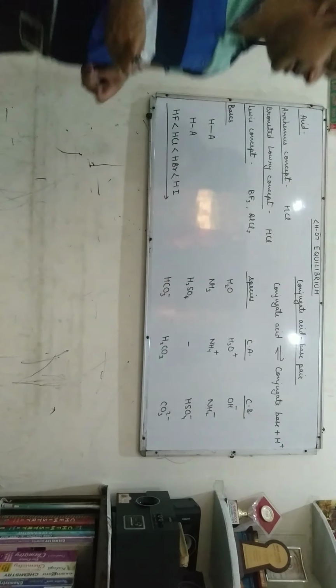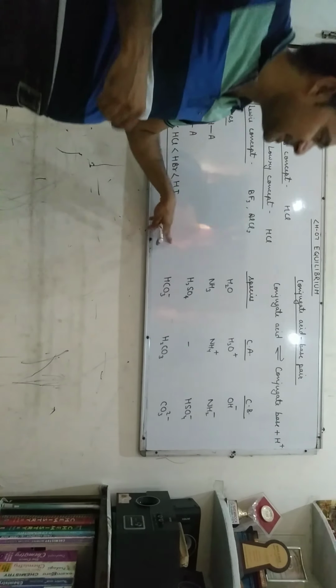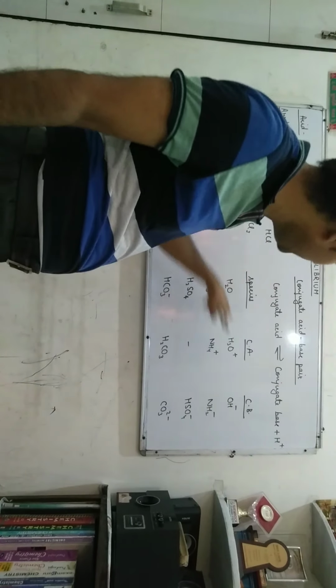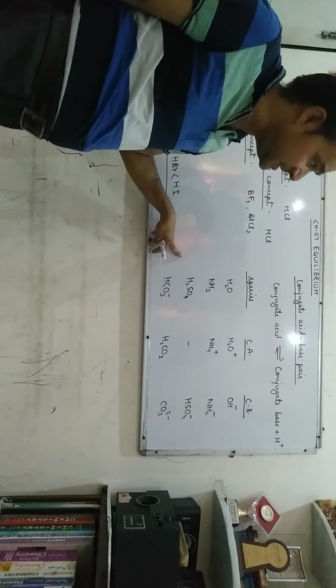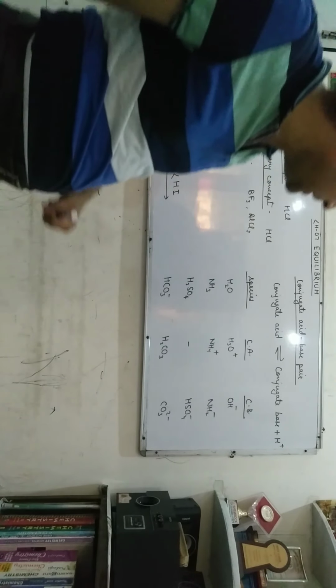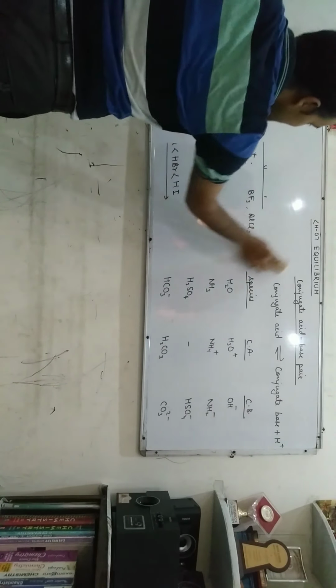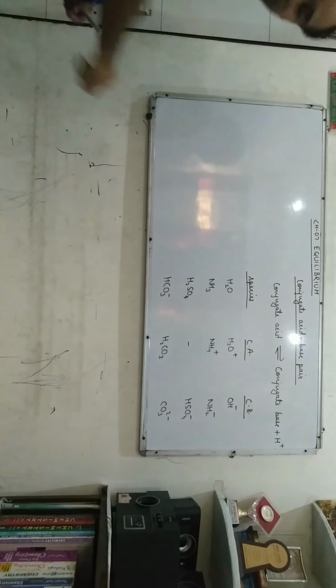So we can understand that the conjugate acid is obtained by adding H positive ion to the species, and the conjugate base is obtained by removing H positive ion from the species. That means the conjugate acid-base pair are those which differ by a proton. I repeat again, conjugate acid-base pairs are those which differ by a proton.